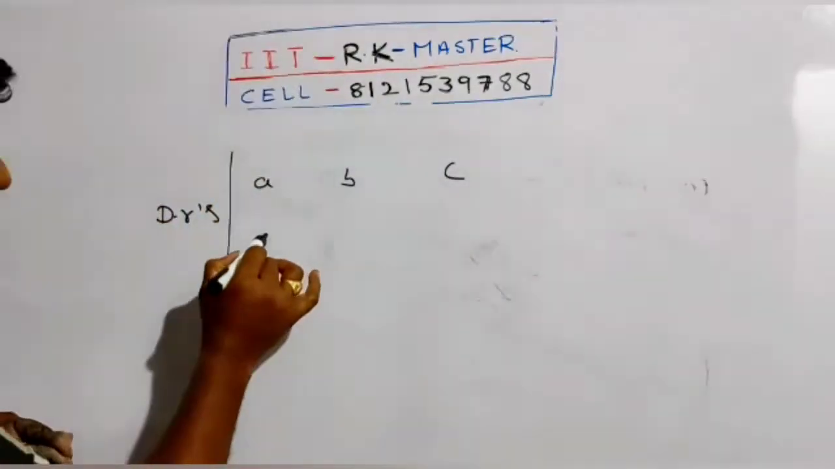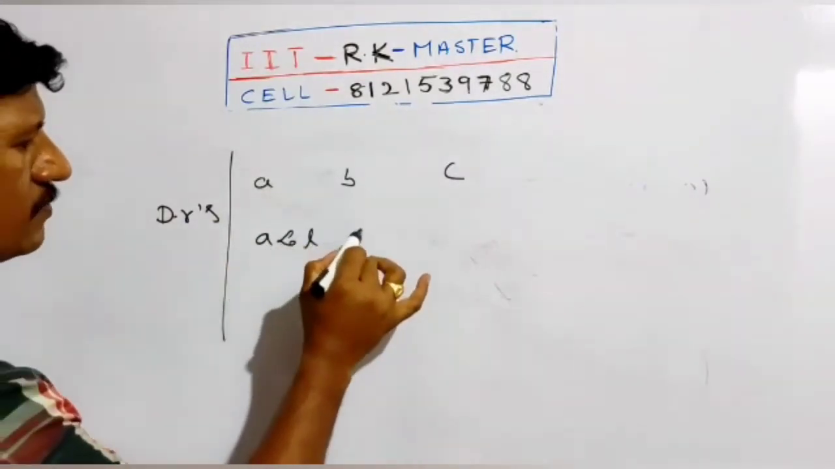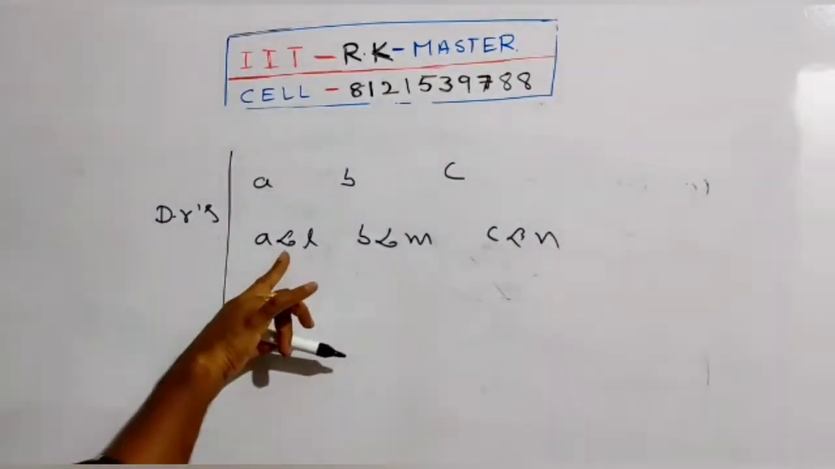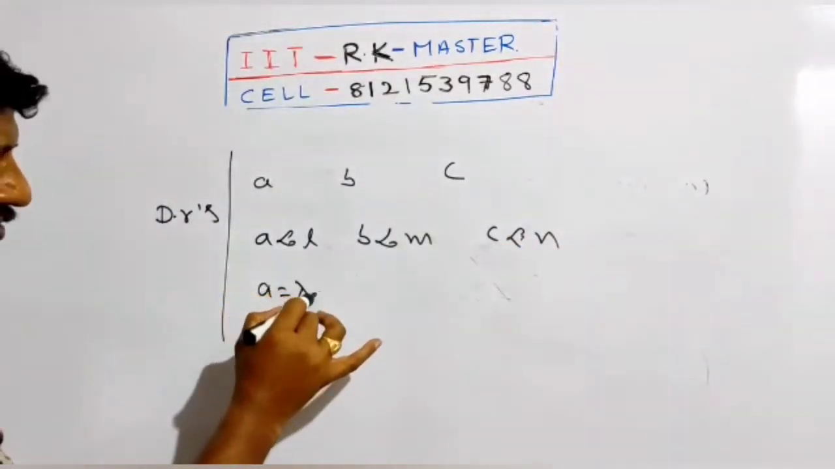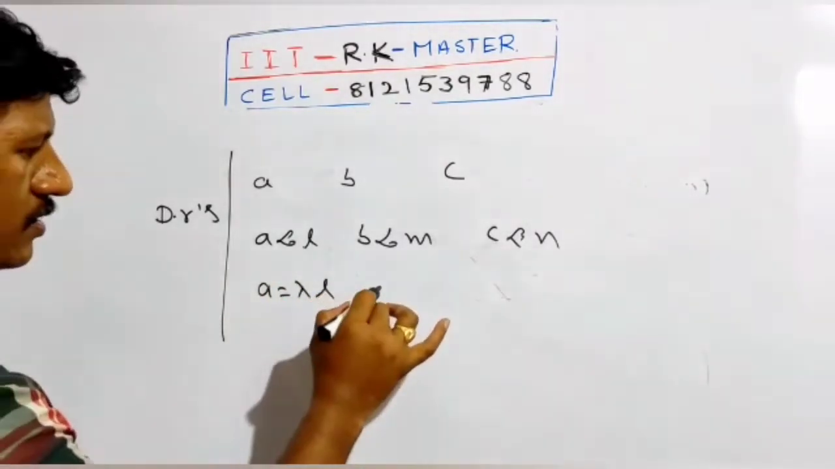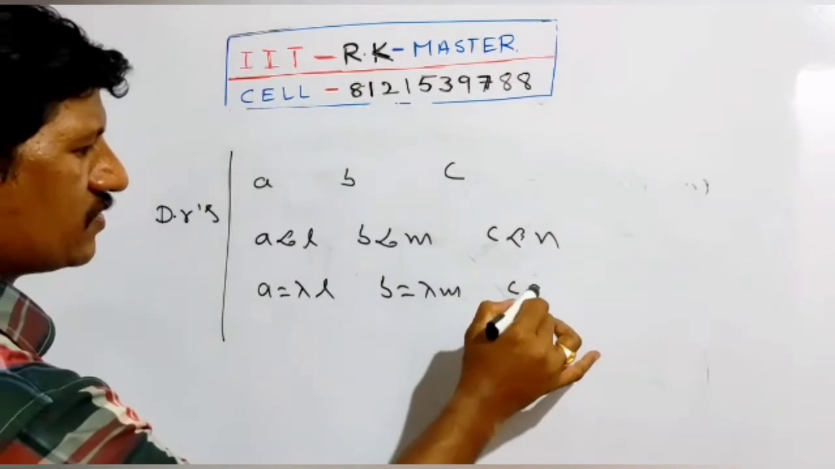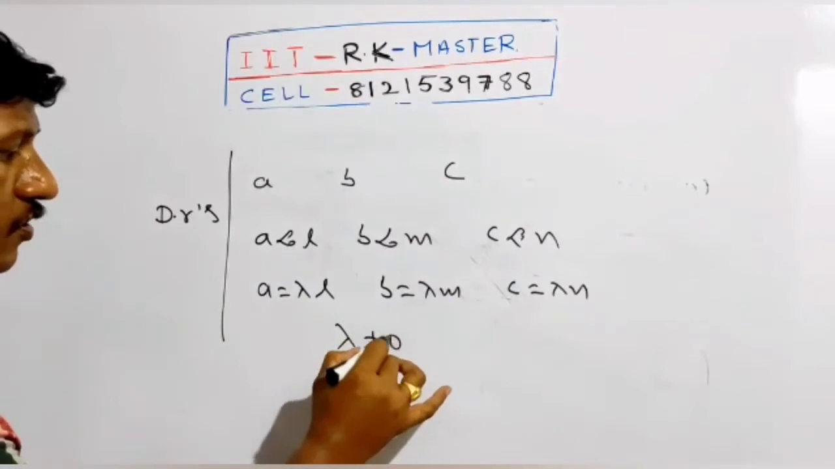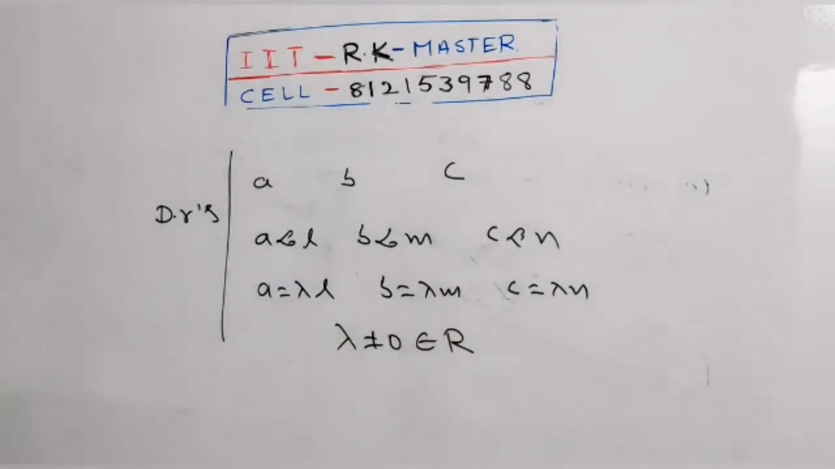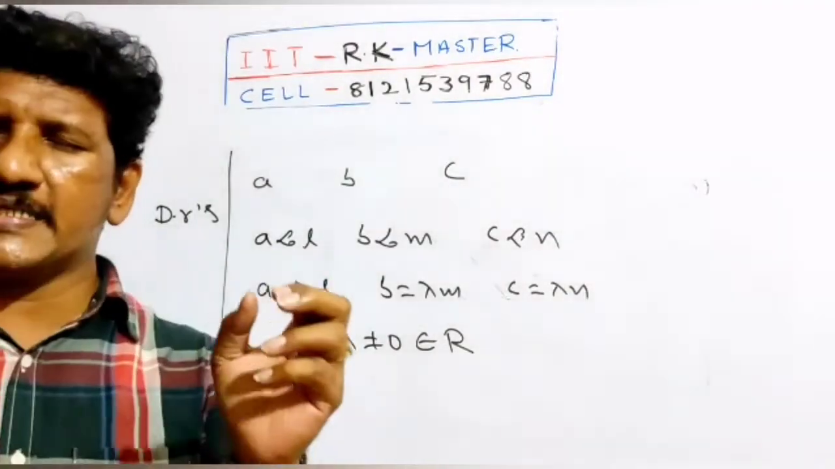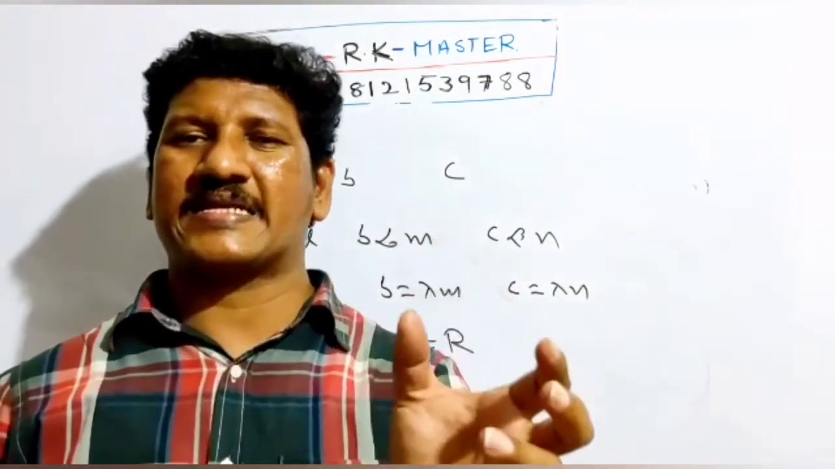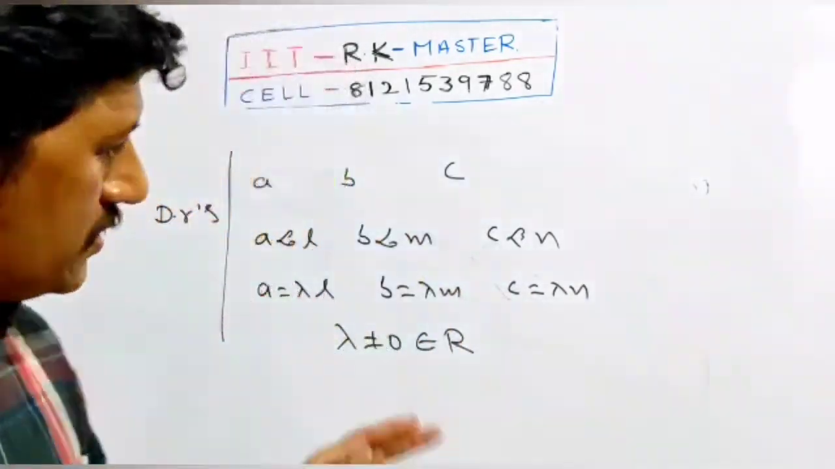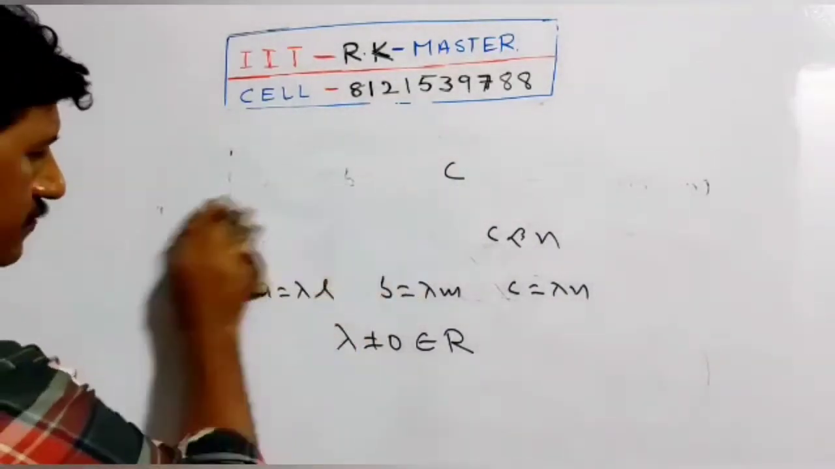That means a is proportional to l, b is proportional to m, c is proportional to n. Whenever you remove this proportionality, you will get one constant value. a is equal to lambda l, b is equal to lambda m, and c is equal to lambda n, where lambda is not equal to 0 and lambda belongs to the real numbers. Okay? So any three real numbers are called direction ratios if they are proportional to direction cosines. This is the definition of direction ratios.